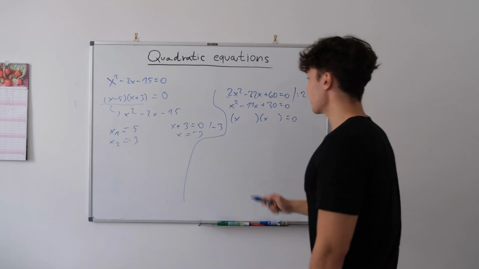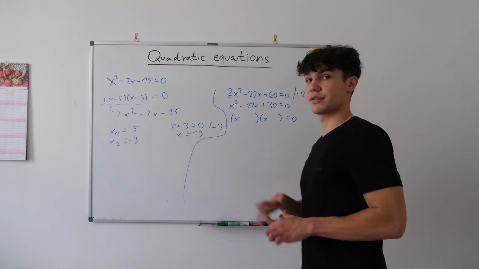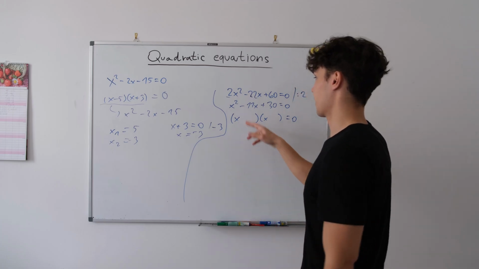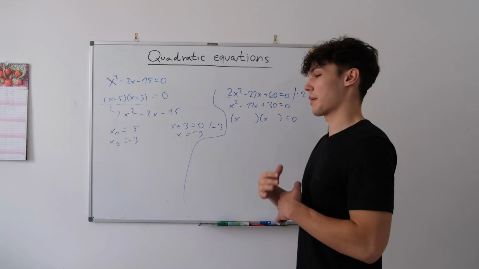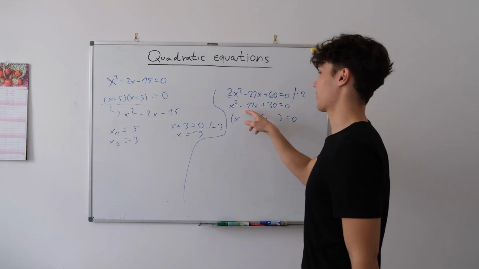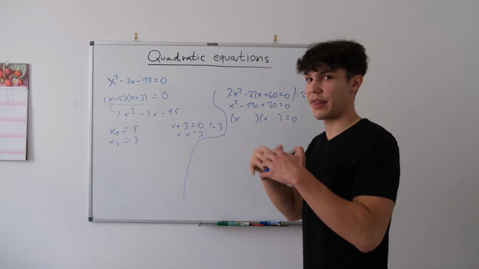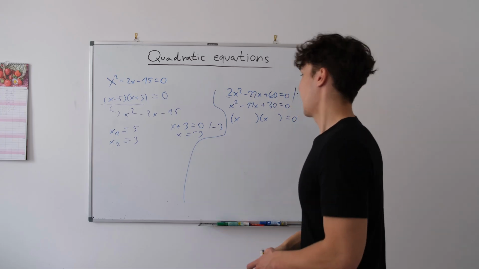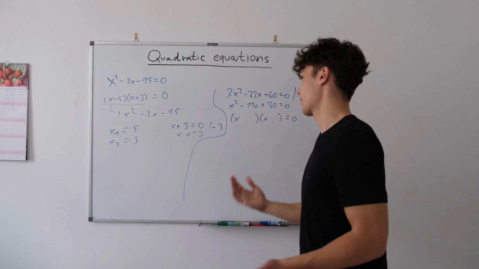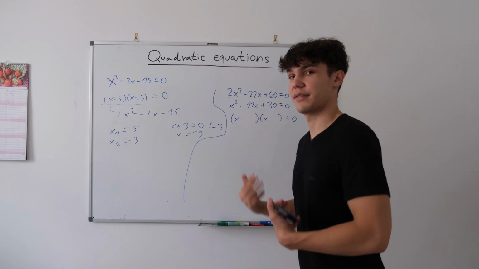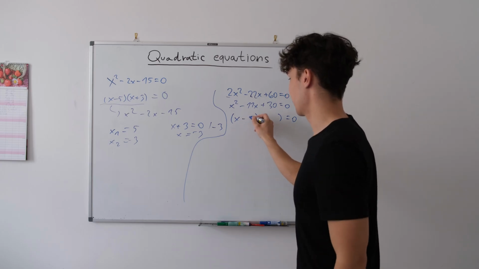Now, we have to find two numbers that together give us minus 11, so something plus something gives us minus 11, and when we multiply these two numbers, it gives us 30. And these two numbers, what gives us 11? It can be minus 5 and minus 6. We're going to try this.